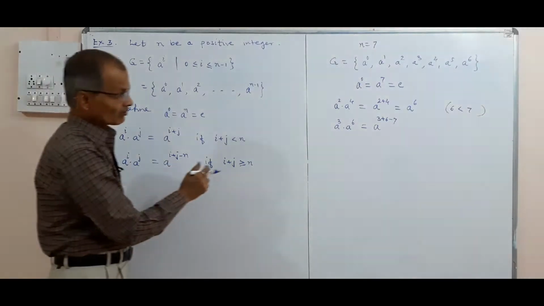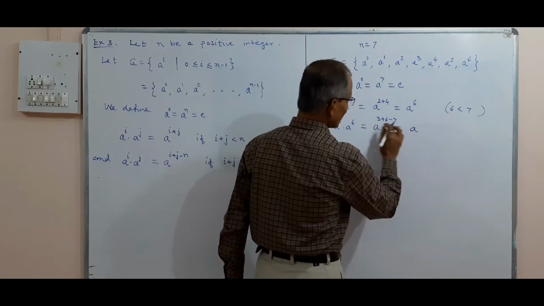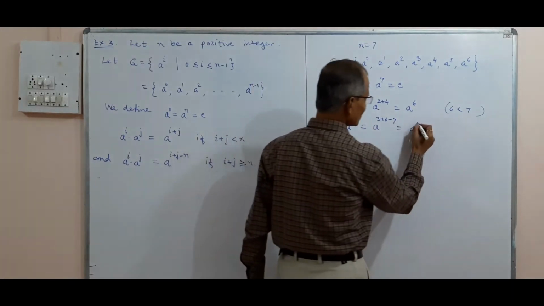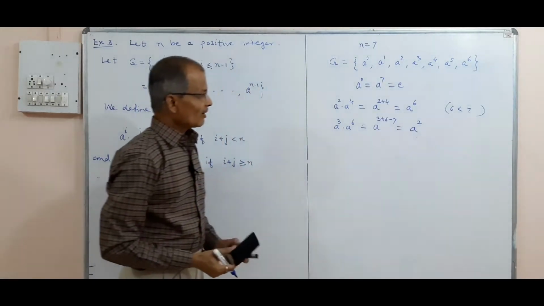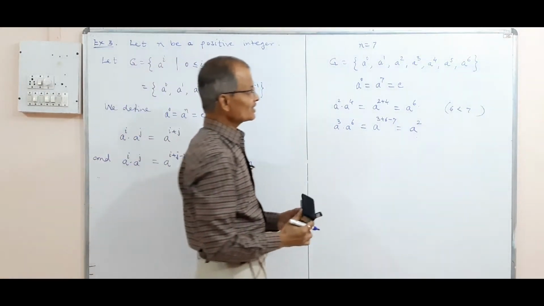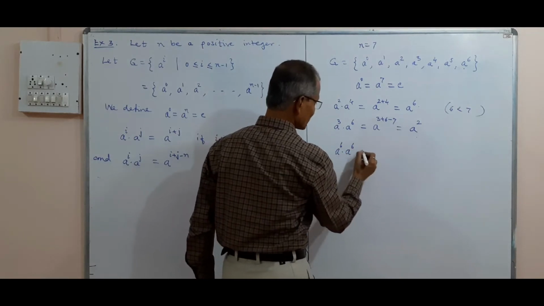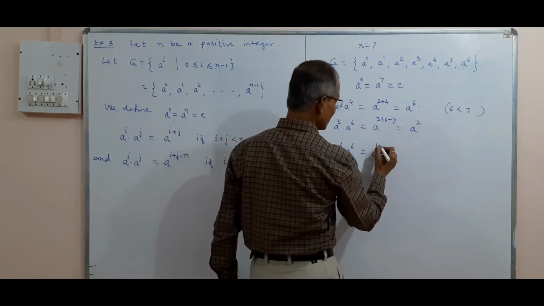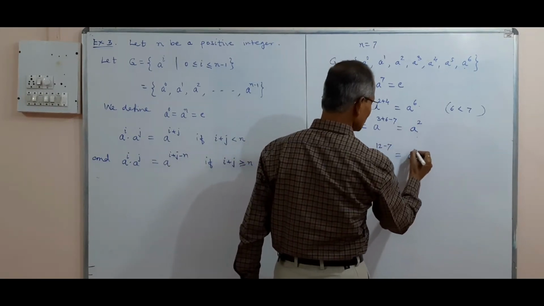And therefore we have to write here 3 plus 6 minus 7, which is 9 minus 7, that is 2, and both these certainly are in G. So the maximum value, if you consider, this is a raised to 6 into a raised to 6, and that is a to the power 6 plus 6, 12 minus 7, and that is a raised to 5.